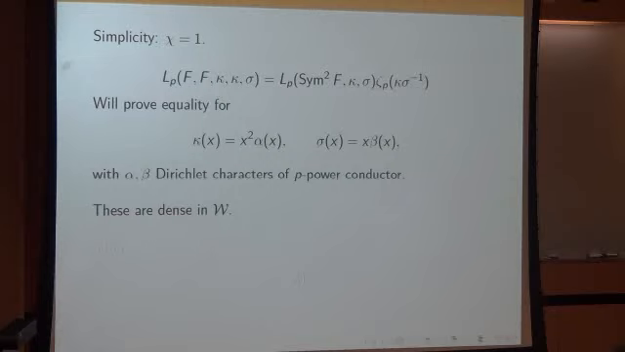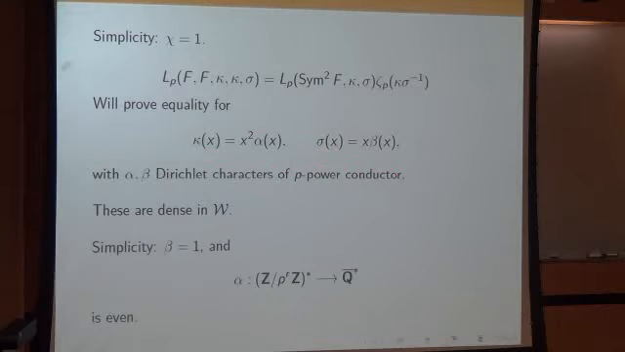So if I can prove the equality for kappa and sigma of a particular form, say kappa is x squared times alpha of x and sigma of x is x times beta of x, where alpha and beta are Dirichlet characters of p-power conductor, well, these are all dense in weight space too. Okay, I said that the Dirichlet characters themselves are, but if you just translate them, multiply them all by a certain point, that's not going to change the density. Okay, so these are all dense. So I can prove the equality for kappa and sigma specifically of this form, and then by p-adic continuity deduce the result for all of weight space.